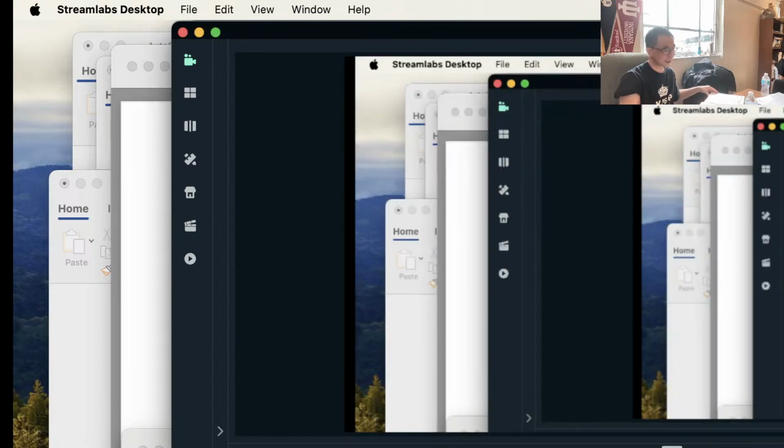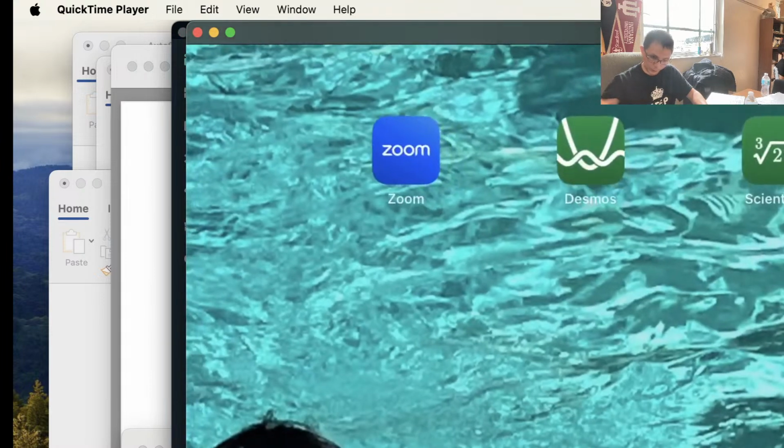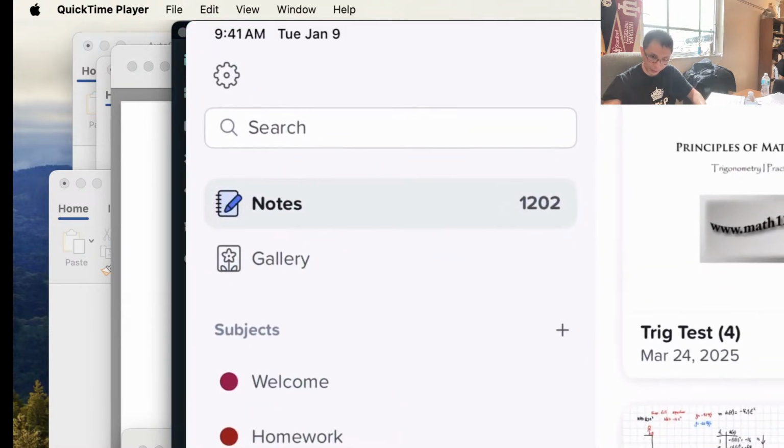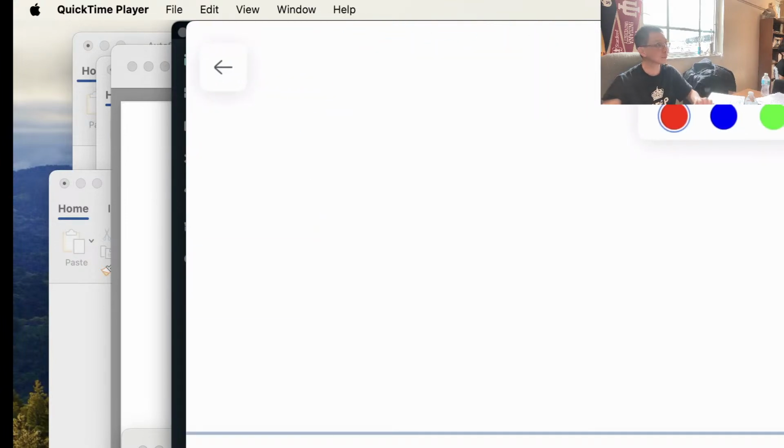What is an arithmetic series? Can somebody tell me what an arithmetic series is? Yes. What can you tell me about arithmetic series? So, an arithmetic series has a common difference. What I mean by common difference is the difference between terms.